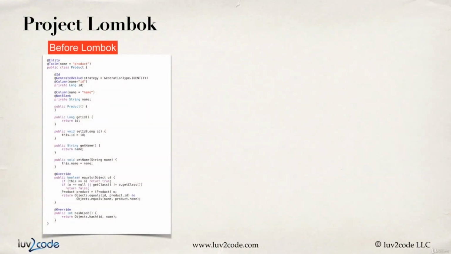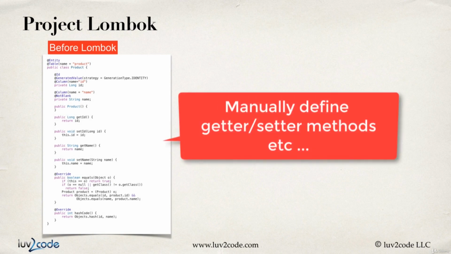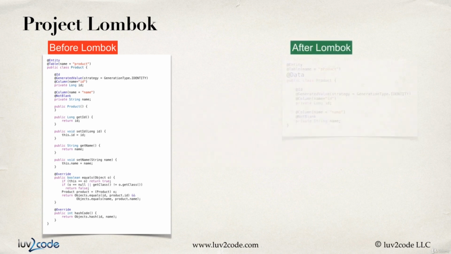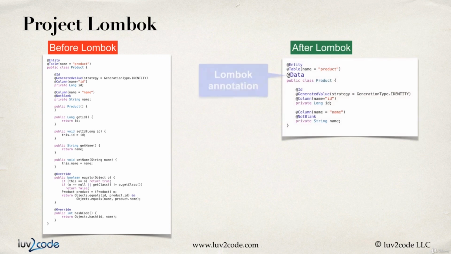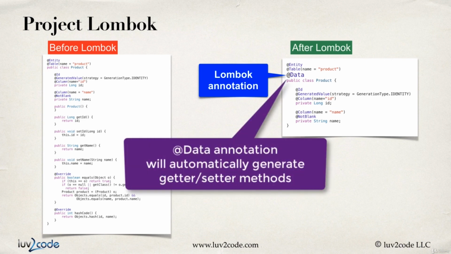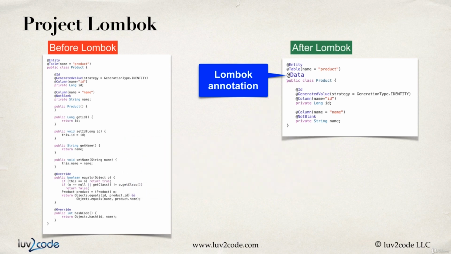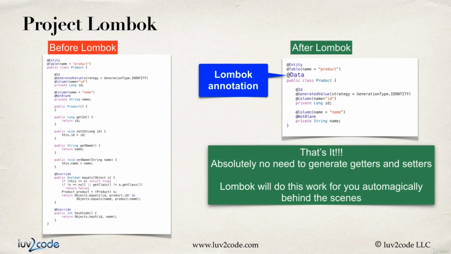So let's take a quick look at Lombok. It's really easy to get started with. So before Lombok, we would create a Java class and we would manually define all of our getter and setter methods. Now, after using Lombok, we can create a Java class. We make use of this special Lombok annotation called @Data. This annotation will actually generate the getter and setter methods for us. All right, so that's it. There's absolutely no need for us to manually write the getters and setters. Lombok will do all of this work for us behind the scenes.